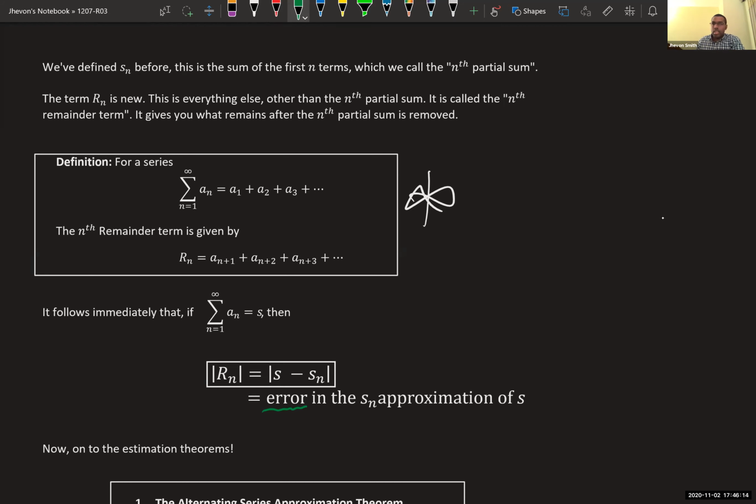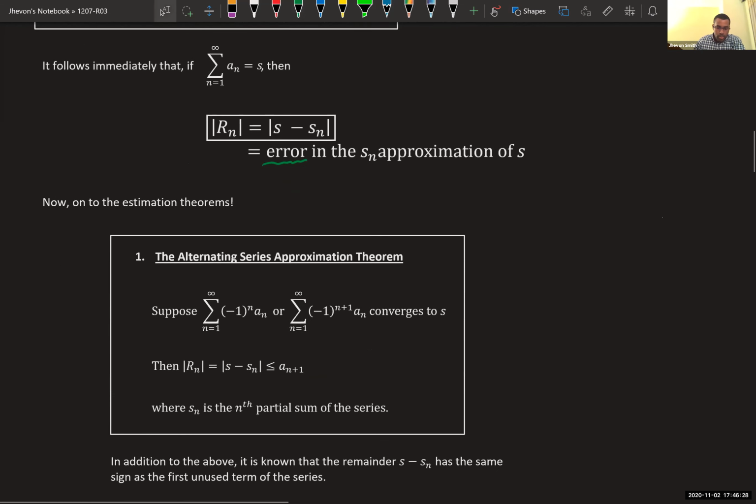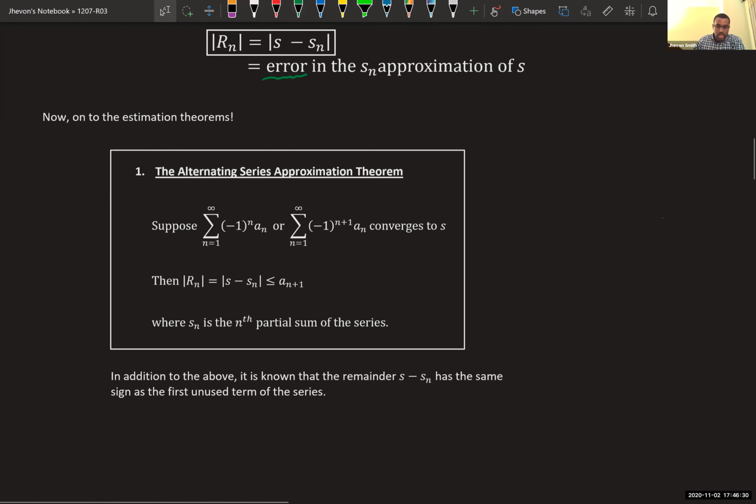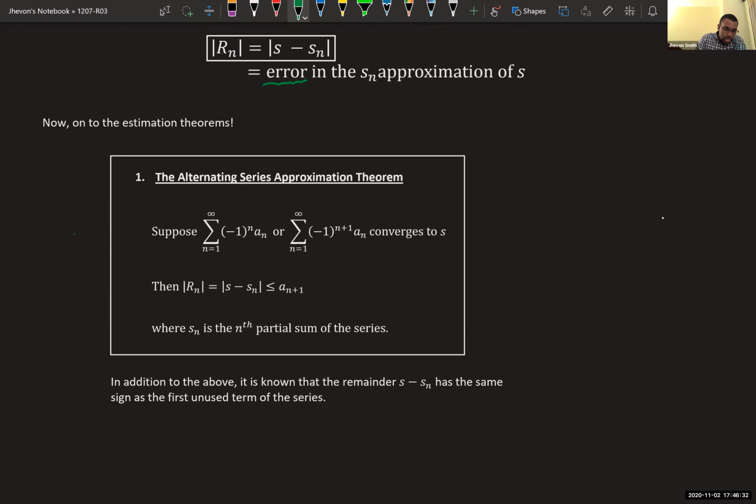And so at the end of the day, we really want to find a way to measure the R_n term. How big is it? Because how big it is tells us how far we are from the actual answer. So that's just some new terminology. Now on to some estimation theorems. The first one is the alternating series approximation theorem. And this is the only one we will be doing in this class.